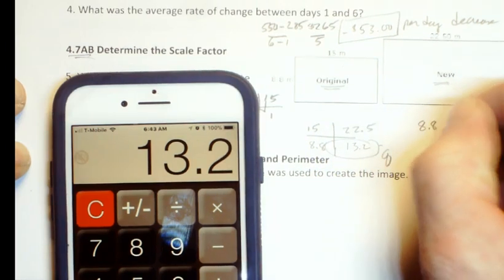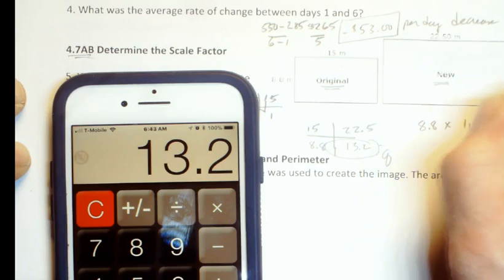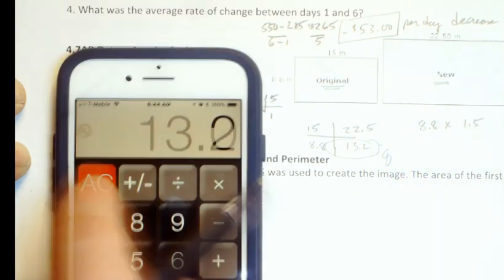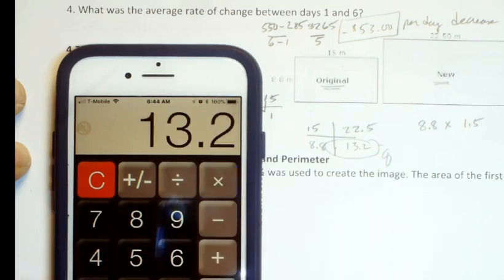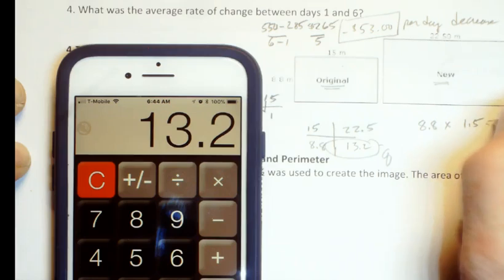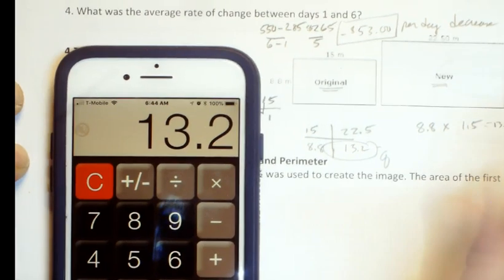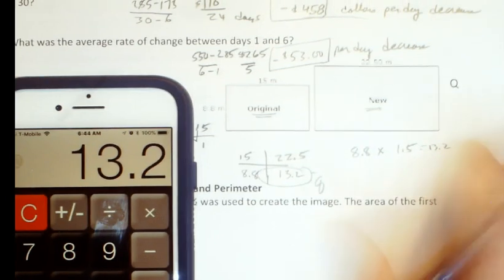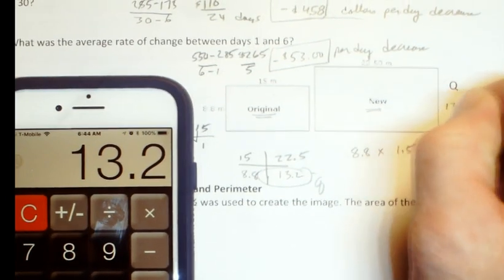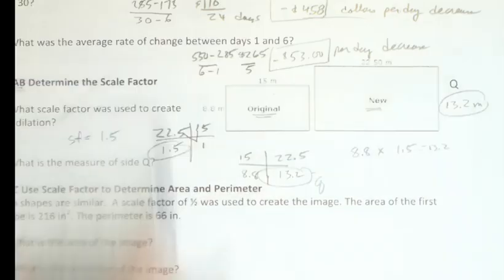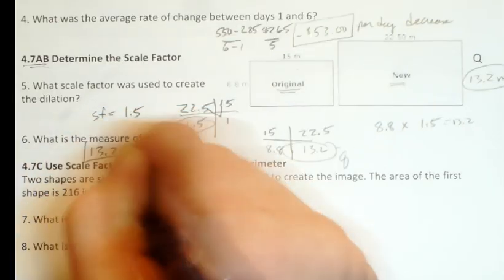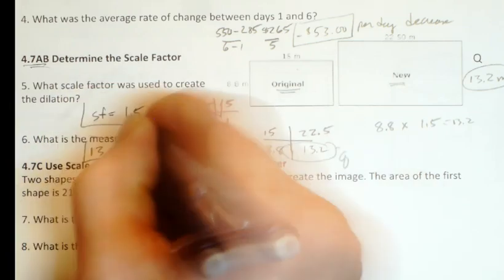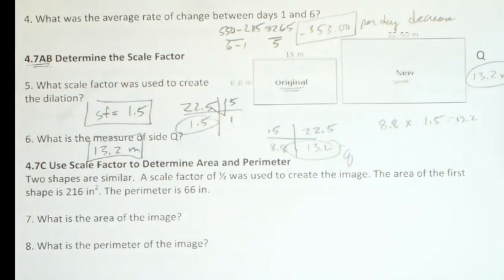Let's use the scale factor to double check it. Let's take 8.8 times the scale factor of 1.5 just to make sure we got the right answer. 8.8 times 1.5, 13.2. All right, we're in good shape. I'm going to go ahead and mark that over there. This is 13.2, and that's going to be meters. 13.2 meters. Got our answer here too. All right, let's keep moving.